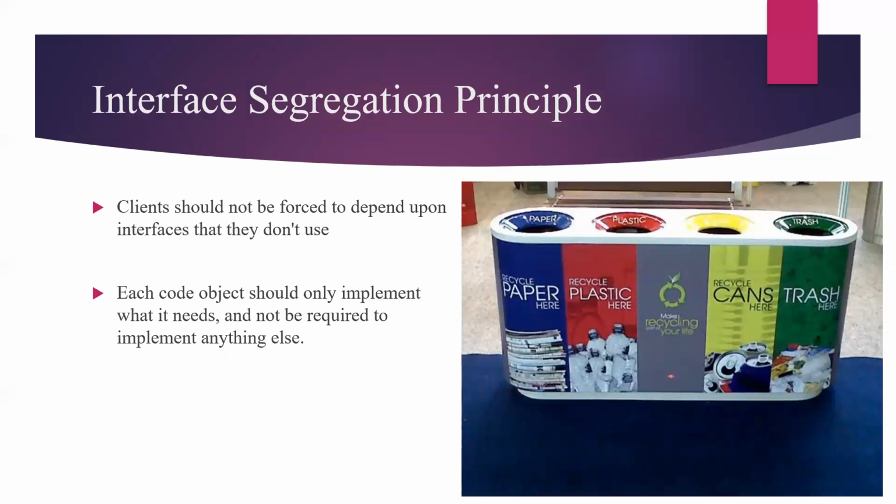Next is the interface segregation principle. So this principle states that the clients or the customers should not be forced to depend upon the interfaces or to inherit those interfaces or functionalities which they don't want. So basically, it means in the coding language that each code object should only implement what it needs and not be required to implement anything else which it does not need or want.